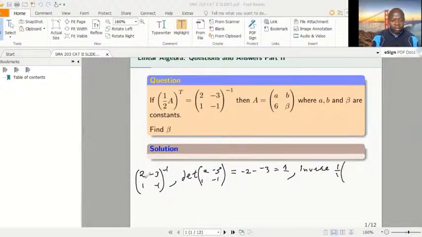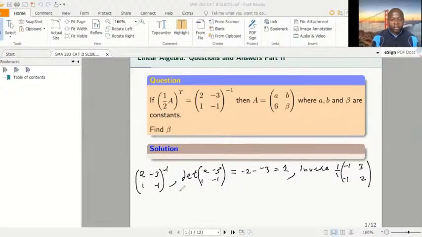So this is the matrix. For the adjoint, you reverse the elements in this diagonal, -1, 2. Then change the signs of the elements in the other diagonal. The elements in this diagonal are 1, -3. When I change the signs, this becomes -1 and this one becomes +3. So this is the inverse of this matrix.